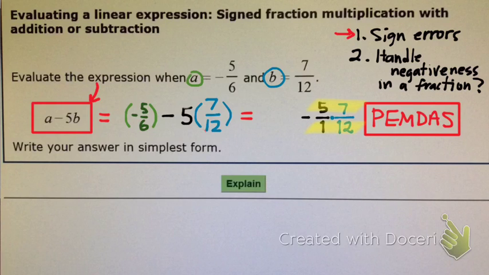So when you multiply these 2 fractions, you end up with 35 on top and 12 on bottom. And we still have a subtraction sign in front of that. And just so that it doesn't get lost, we also have that negative 5/6 that we started with, that we haven't done anything with yet, but we're going to have to real soon. So I have negative 5/6 minus 35 over 12.